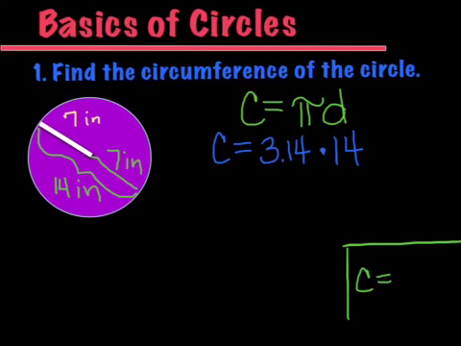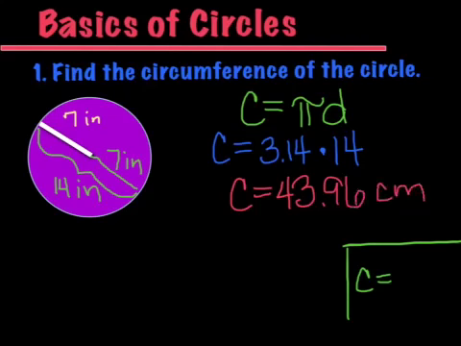So now we just plug it into the calculator. So I'm grabbing my calculator. I just have to multiply 14 by 3.14, and we get that C equals 43.96 centimeters. Okay, so I'm going to go ahead and round that to the nearest tenth, which would actually turn it into 44. 44 centimeters. Pretty easy, right? Okay, let's try another one.